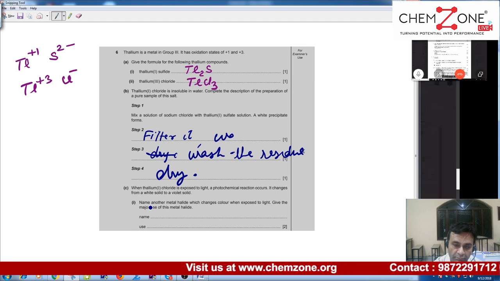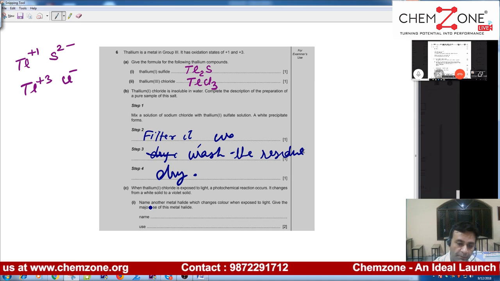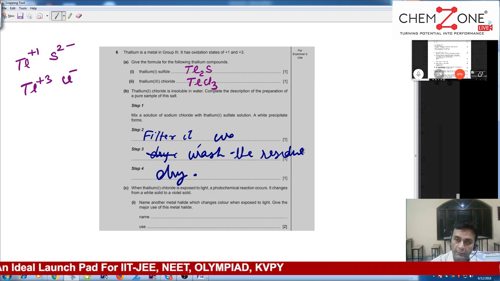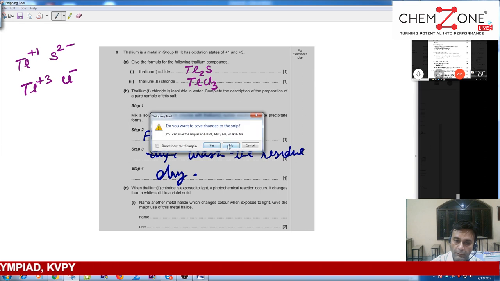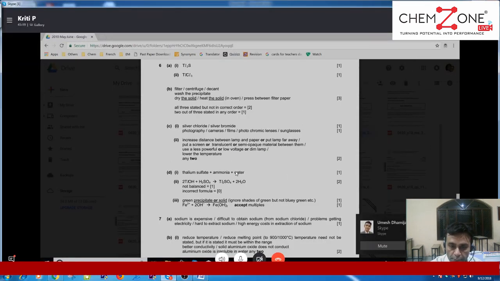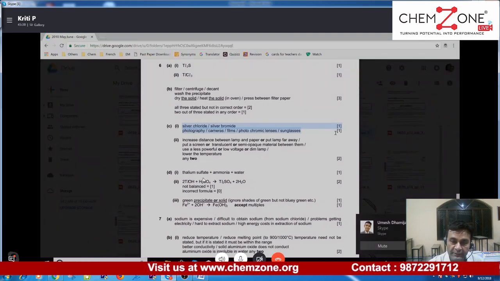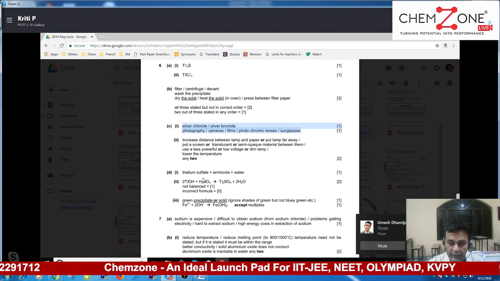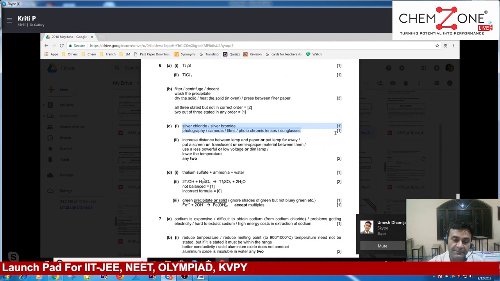Violet color. Do you have an answer for this question? Yes, sir, I have it. I'm sharing it right now. Okay, that's better. This is what is given. Silver chloride, silver bromide, yes, you have to remember it like this. And it is used in photographic cameras. But right now this is not used because now we have digital cameras. It was the old system of photography when we used to have reels, Kodak reels. Yes, sir, the old system of photography.